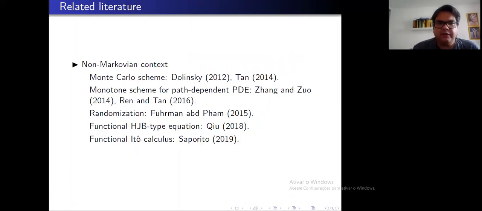Beyond the Markovian context, there are some works. To my knowledge, only three works deal with numerical methods for non-Markovian stochastic control. Dolinsky in the context of G-expectation, and Tan in the context of controlled SDEs driven by Brownian motion. They are very nice papers. And also Jianfeng Zhang and co-authors and Han, they work in the context of path-dependent PDEs for, again, controlled SDEs driven by Brownian motion.